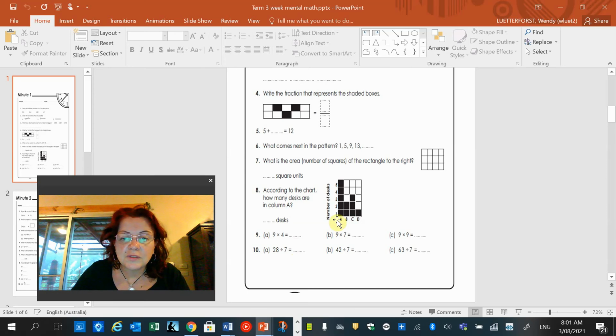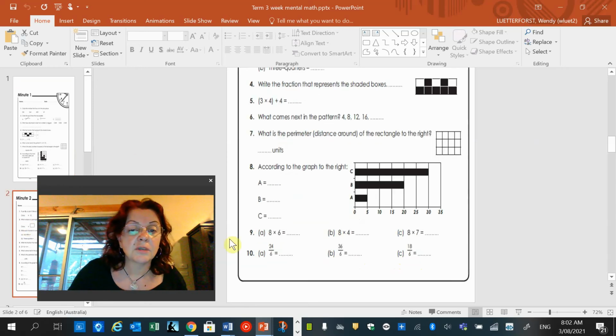Okay, so desks in the column, of course, are 5 desks. In number 9, 9 fours are 36, 9 sevens 63, 9 nines are 81, 28 divided by 7 is 4, 42 divided by 7 is 6, 6 times table is my favourite, and 63 divided by 7 is 9.